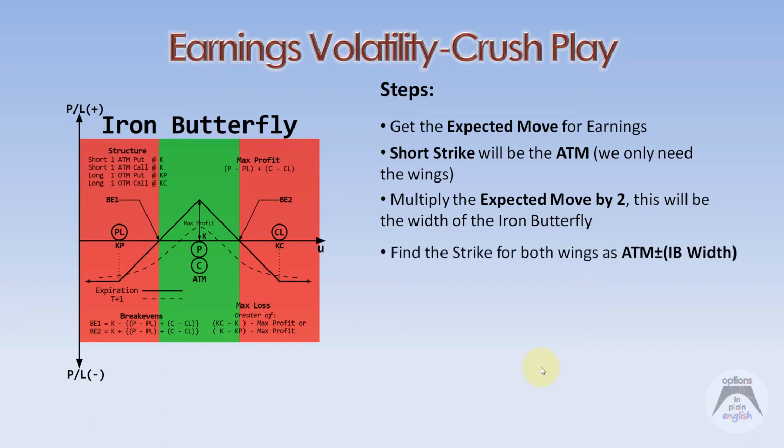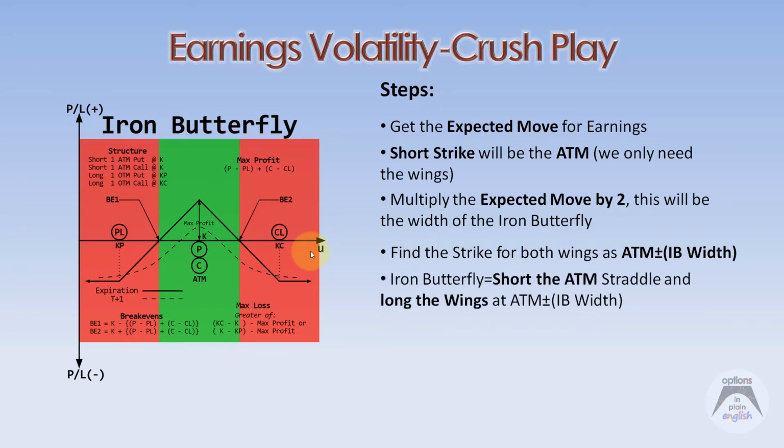Now you find the strike for both wings as the at the money plus or minus the iron butterfly width, which we calculated here by using the expected move by 2. So you have the at the money right here, and then the expected move multiplied by 2 is going to be the width both on the way up and also on the way down. And that's where you put your wings.